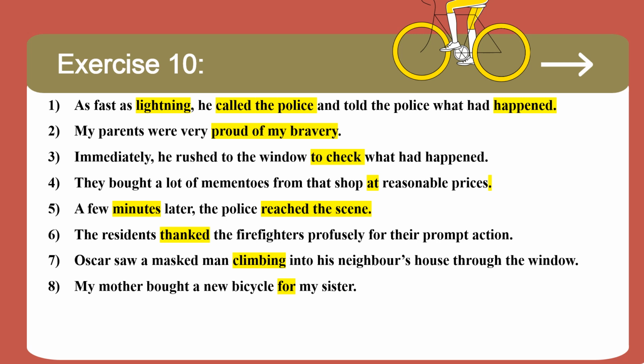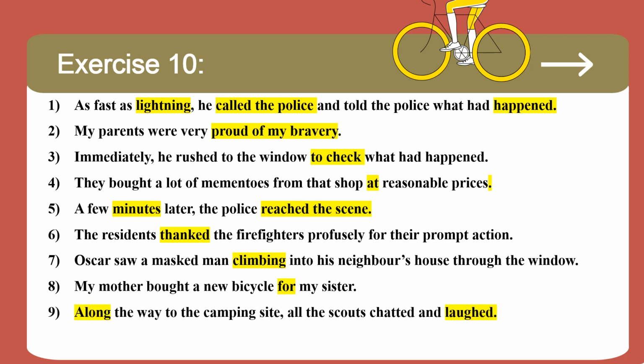Number 8, my mother bought a new bicycle for my sister. Cannot say to my sister. For my sister. Number 9, it shouldn't be on the way to camping site. It's along the way. Okay, along the way. And the last one, the spelling error is laugh without the T. Okay, cross the T out. Number 10, the police praised him for being such a brave boy. For being, okay, for being such a good brave boy. So this is for number 1 to number 10.